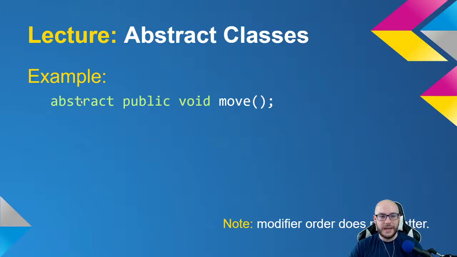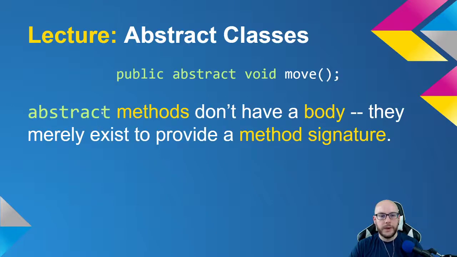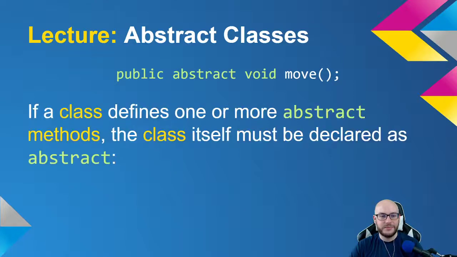We could say abstract public. Nobody does that. Okay, so abstract methods don't have a body. They merely exist to provide a method signature. This is going to click, I promise. If a class defines one or more abstract methods, the class itself must be declared as abstract.